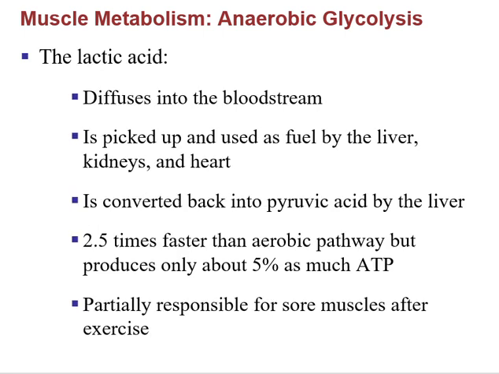The lactic acid produced by the anaerobic mechanism, though, does diffuse into the bloodstream and usually goes to the liver or the kidneys or the heart and gets broken down, basically converted back into pyruvic acid. But sometimes it gets stuck in muscles and it can contribute to muscle soreness, but it is not the sole cause. And this process, the anaerobic glycolysis process, is 2.5 times faster than the aerobic pathway, but it does produce only 5% as much ATP. So it's partially responsible for sore muscles after exercise, but it is another way to get us ATP, but it's not the best.